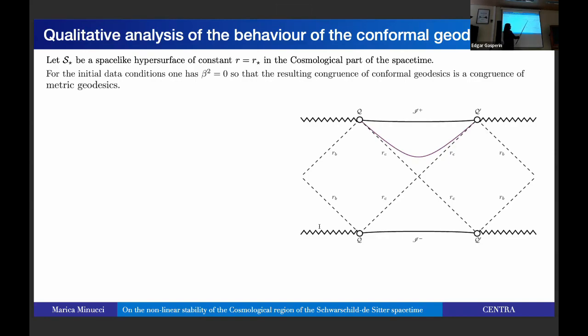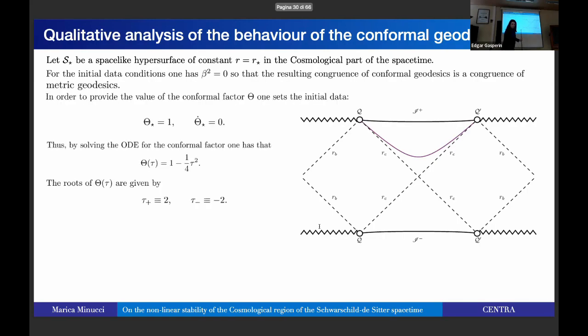Since we want geodesics that leave this hypersurface orthogonally, this means that in our calculation, since beta squared is equal to 0, the resulting congruence of conformal geodesics turns out to be the standard metric geodesics. Then what we do is to prescribe to use these conformal geodesics to find a natural conformal factor. So we select this initial data on this initial hypersurface, and then we get this conformal factor. Now, we have two values of tau because this problem is really symmetric to study the problem on this other part of the space-time. So tau plus equal to 2 corresponds to the position of psi plus. Tau minus equal to -2 corresponds to psi minus. But we are just analyzing this part.